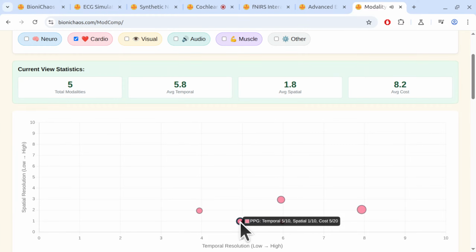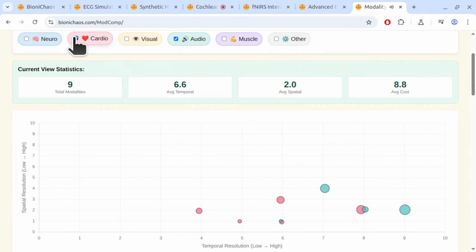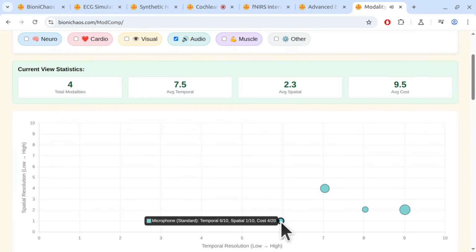Okay, what about audio modalities? Beyond just recording podcasts. Yeah. So a standard microphone like we're using now, pretty good temporal at 6, basically no spatial to speak of, 1. Yeah. And cheap, 4 out of 20 cost. Great for speech, basic audio capture.